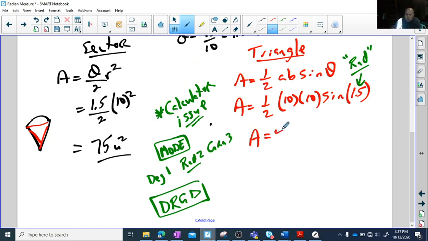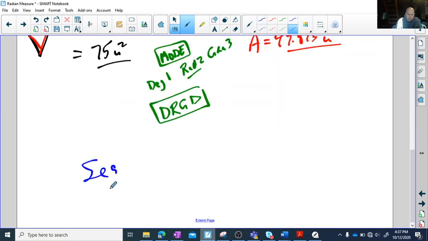49.875. That would also be square units, whatever the unit of measurement would be. So I found the sector, and I just found the triangle. I'm going to get the difference between these two to get the area of my segment. So here goes our segment.